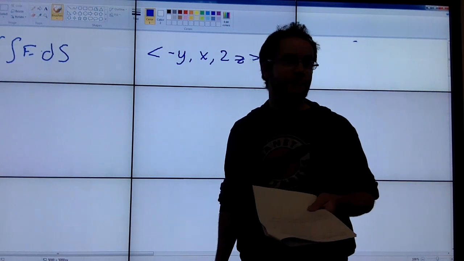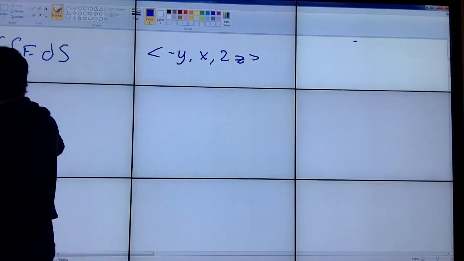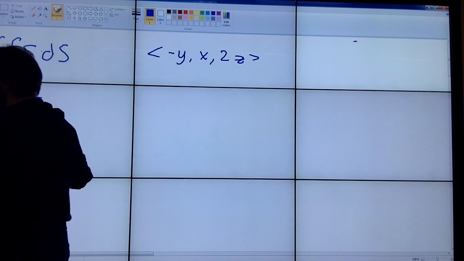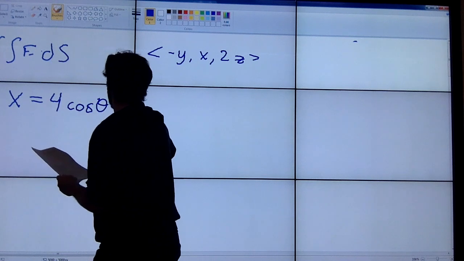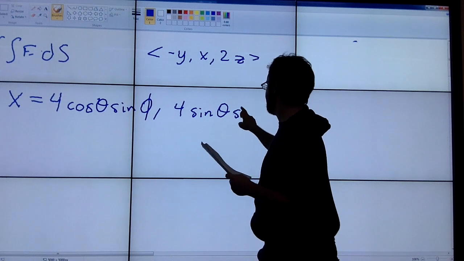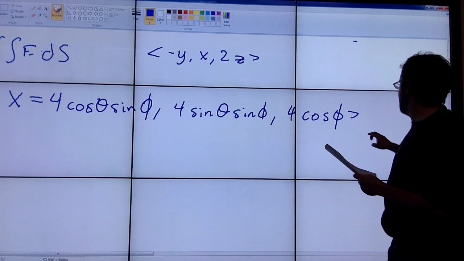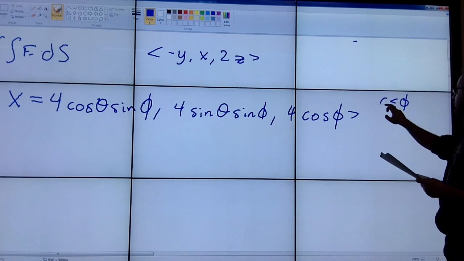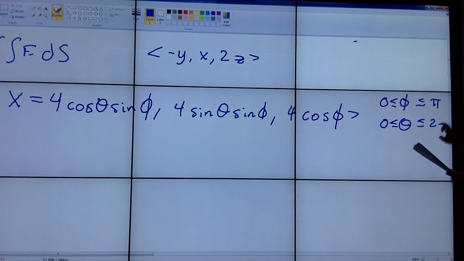Where do we want to be? We want to be on the surface of the sphere, so we're going to fix what? Fix rho. What's our radius of the sphere? 4. So 4 cosine theta sine phi, comma 4 sine theta sine phi, comma 4 cosine phi. What are my bounds on phi and theta? I don't think I have any restriction here. No restriction. So phi goes from 0 to pi, those are full bounds for phi, and we want the full bounds for theta, 0 to 2 pi.